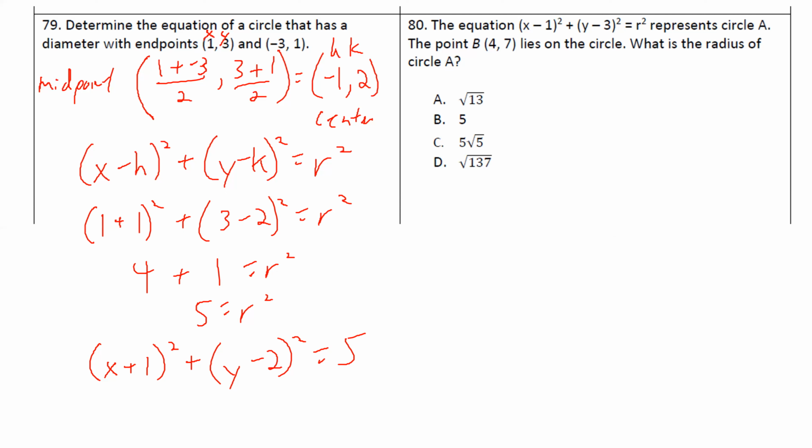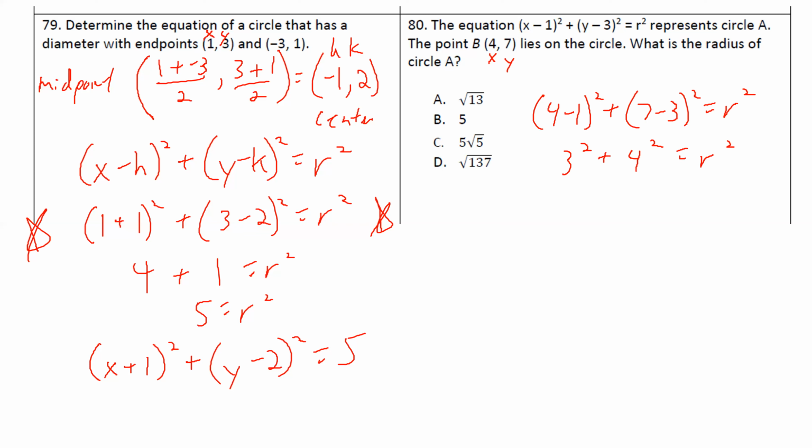On 80, same idea. Actually, from what we did right here, from this point on, this is what we're doing over here on 80 as well, plugging into our equation. We have a point to plug in for our X and Y. So plug it into the equation. We have 4 minus 1 squared plus 7 minus 3 squared equals R squared. 4 minus 1 is 3. 7 minus 3 is 4.